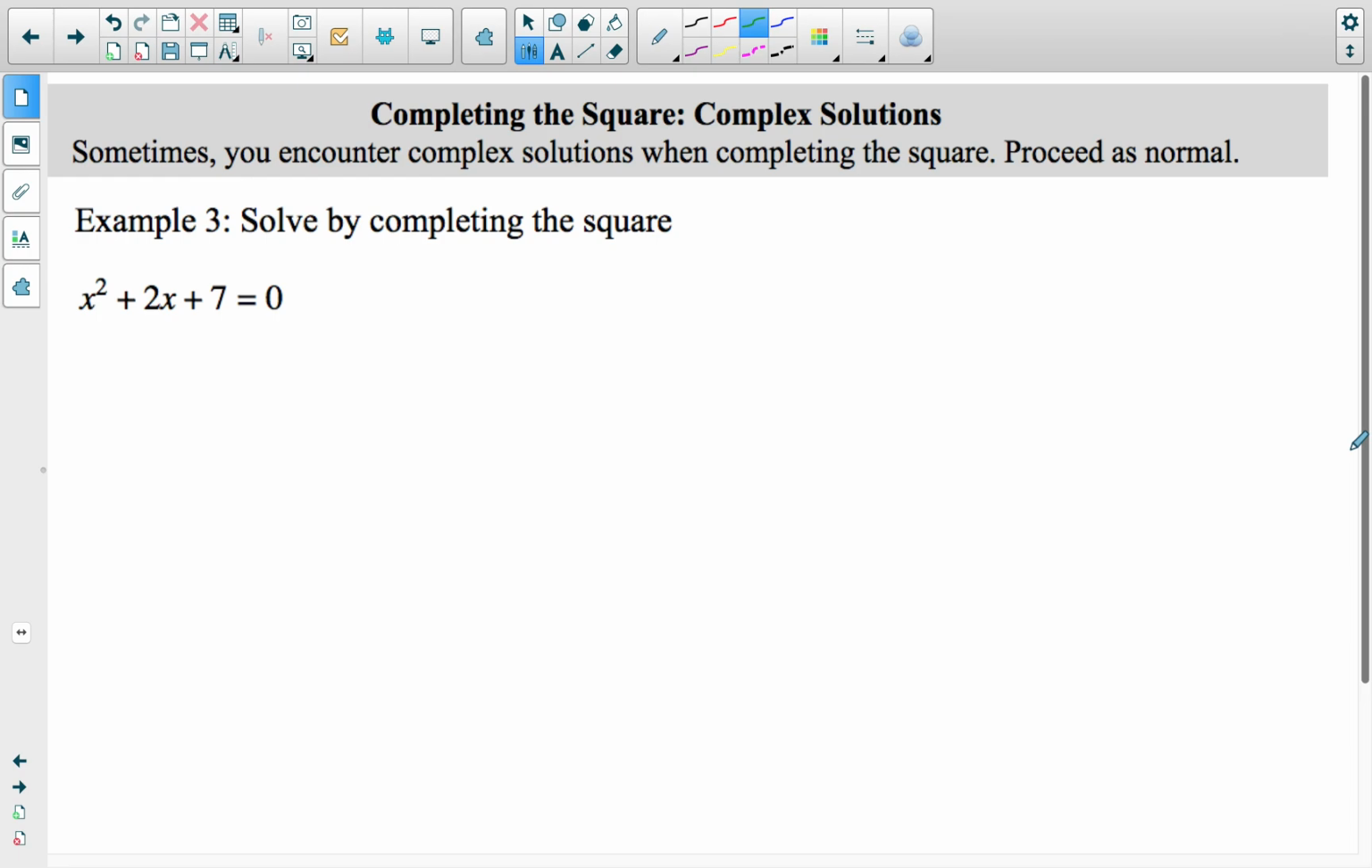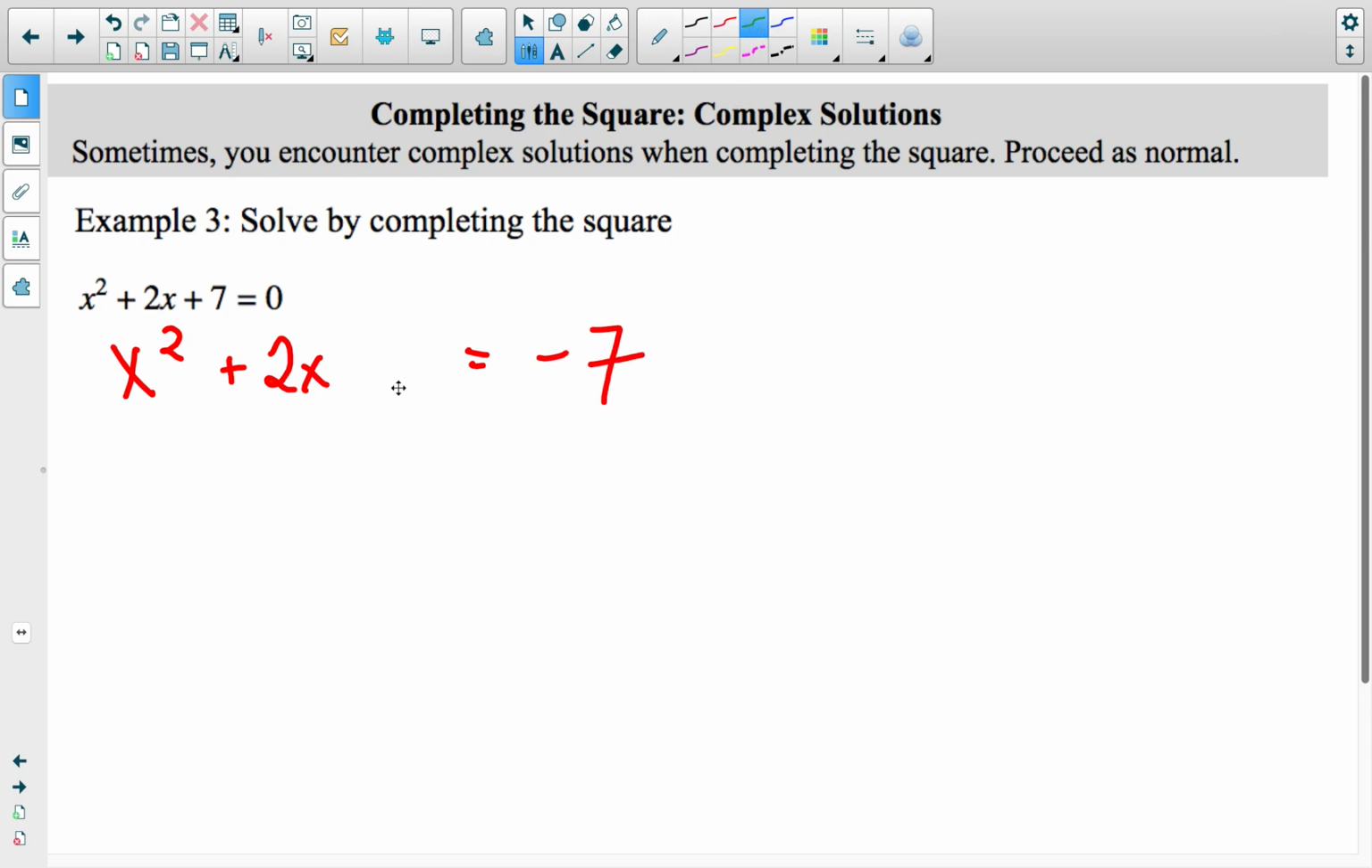Okay, so solving quadratics by factoring only works when we have real integer solutions, but completing the square will work no matter what. So sometimes we may encounter complex solutions or imaginary solutions, and we can just proceed as normal. Because we have radicals, we have the potential to have a square root of a negative, but it's going to be all fine. Let's subtract the constant from both sides first. X squared plus 2x, I'm going to leave a little bit of space. It's equal to negative 7.